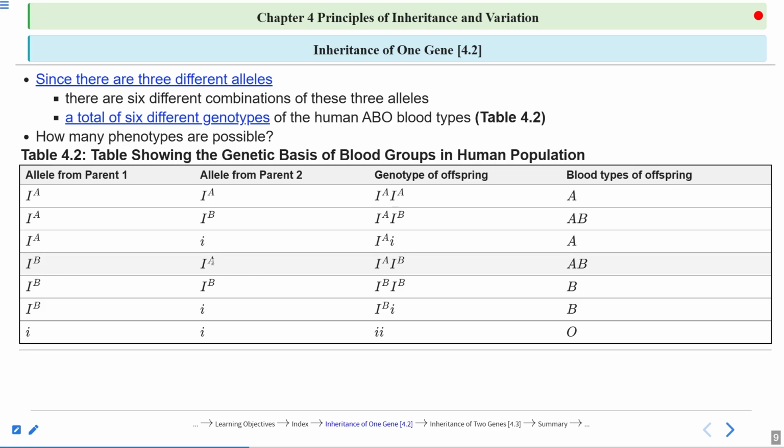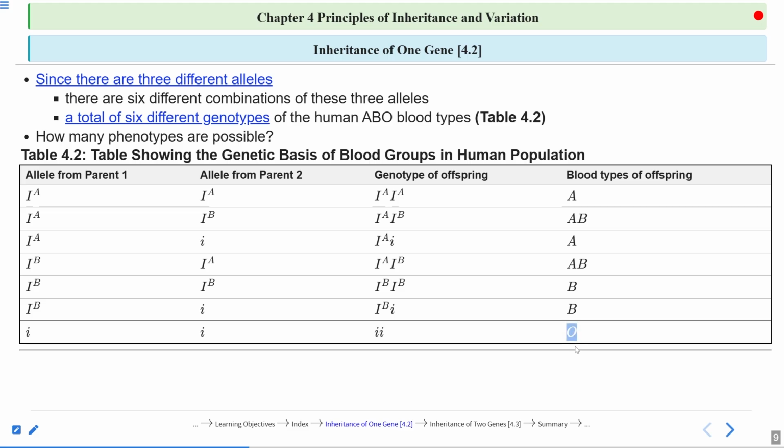IB and A. This is again IA, IB. This is IA and IB, so this will be AB here. Then IB and IB: the genotype will be IB, and the blood group will be B. IB and small i: this will be IBi. The blood group will be B because of complete dominance. And when small i is present together, then the blood group will be O.